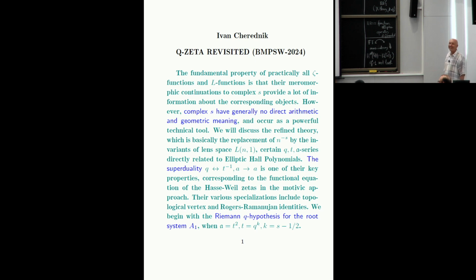So this is the plan, the abstract actually. This will be the main point. Questionable, I know: why complex S have generally no direct arithmetic and geometric meaning here. But in the process, what is superduality? There is no Nikita here. For instance, for Nekrasov's instantons, it is epsilon1 transposed with epsilon2. Something which many people know, mathematicians, especially physicists, actually. This I will explain, of course, carefully.